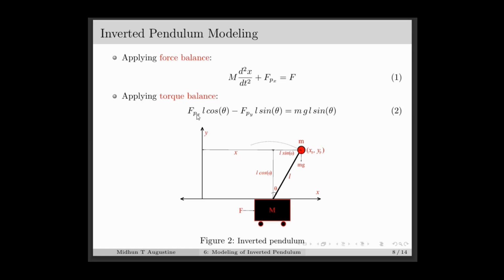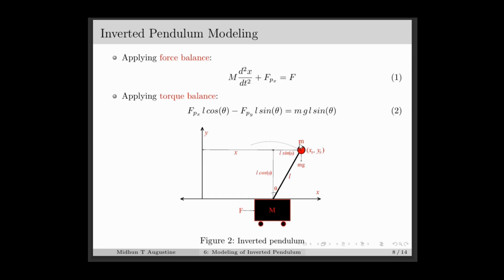Similarly, Fpx is the inertia force along the x direction, which will be acting in this direction. The perpendicular distance from this force to the pivot position will be L cos theta. Therefore, this torque will be Fpx L cos theta. Similarly, Fpy is the inertia force along the y direction, which will be acting in this direction, and the perpendicular distance will be L sin theta. Therefore, this torque will be Fpy L sin theta.